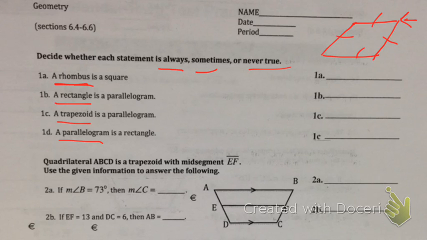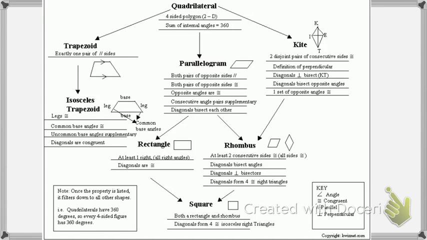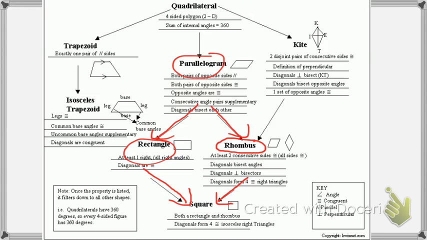Now, if you can't visualize that kind of thing, we have this tool, this grid you guys have. If you have to go from rhombus to a square, what it's saying is that a rhombus can eventually, all its characteristics can be turned into a square. A rectangle is sometimes a square. A parallelogram is sometimes a rectangle. A parallelogram is sometimes a rhombus. Are you noticing a pattern here? A quadrilateral is sometimes a parallelogram.